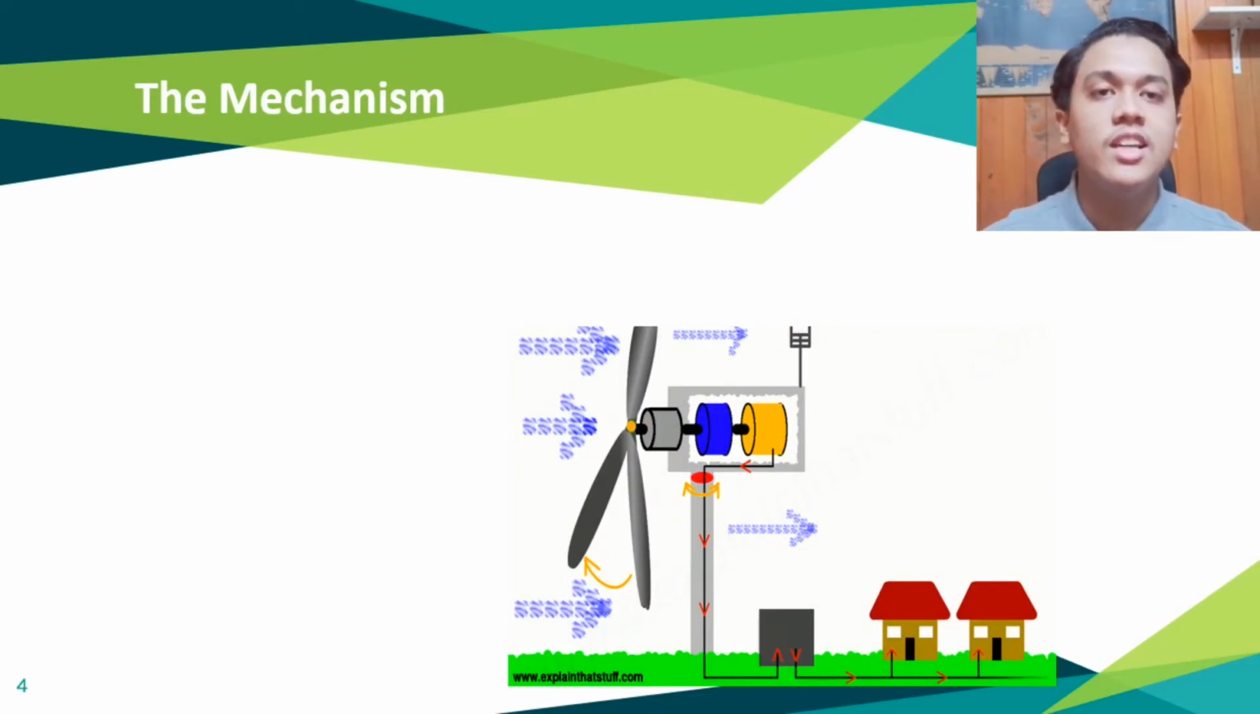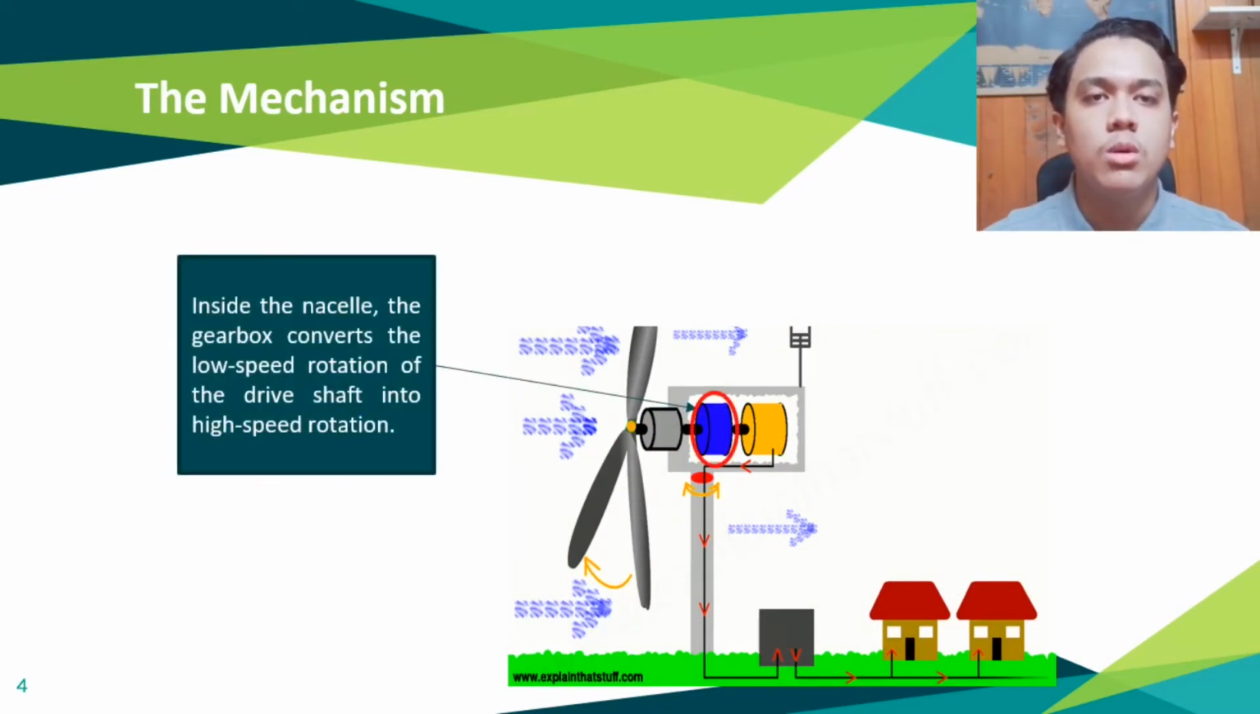Next, inside the nacelle, which is the main body of the turbine sitting on top of the tower and behind the blades, the gearbox converts the low-speed rotation of the drive shaft into high-speed rotation that is fast enough to drive the generator efficiently.